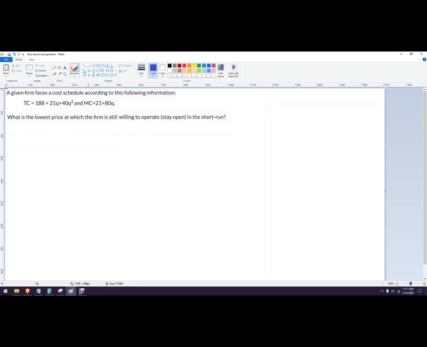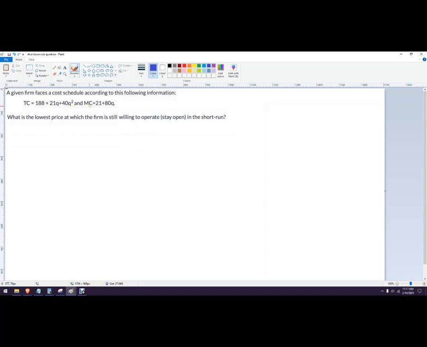So we've been given the total cost function. What this really is, we can plug in any quantity. It'll tell us how much it costs for that firm to produce that many units. So like if you were to just plug in 5, it would be 188 plus 21 times 5 plus 40 times 5 squared, and that gives you the total cost facing that firm.